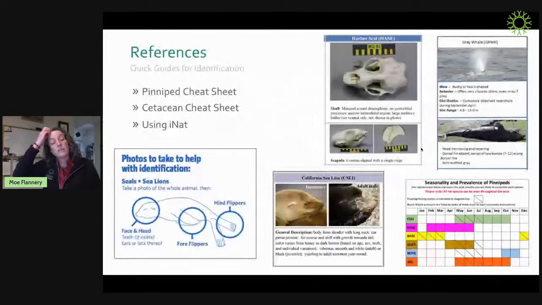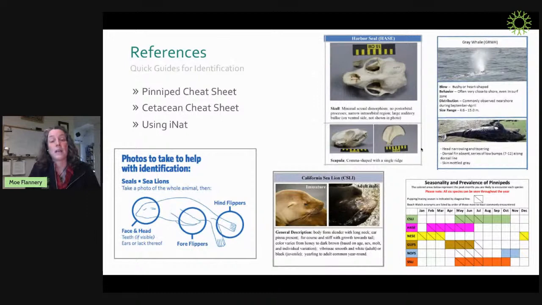Throughout this training, I will refer to some references that we have available online, and maybe Laurel and Aria can put the general references link in the chat for you. In that link, there are a lot of references that I'm not going to be using today, but these are great things that you can download, laminate, and take out on the beaches with you, or look at on your computer for reference. There's a good pinniped cheat sheet and a citation cheat sheet that I'll be referring to today.